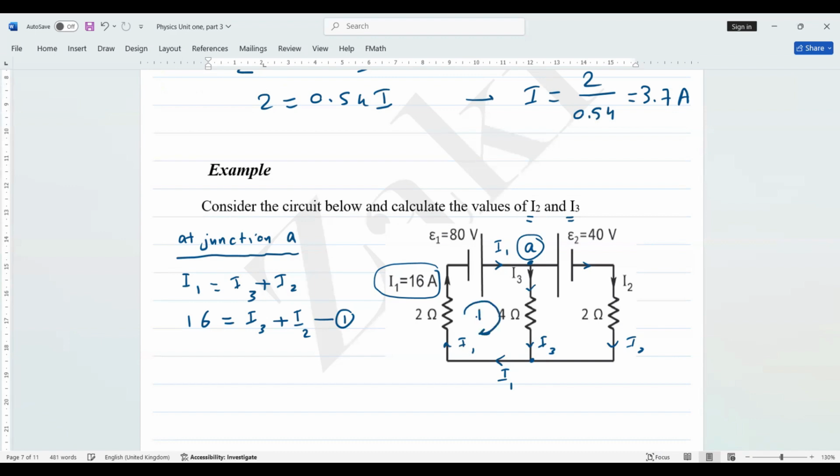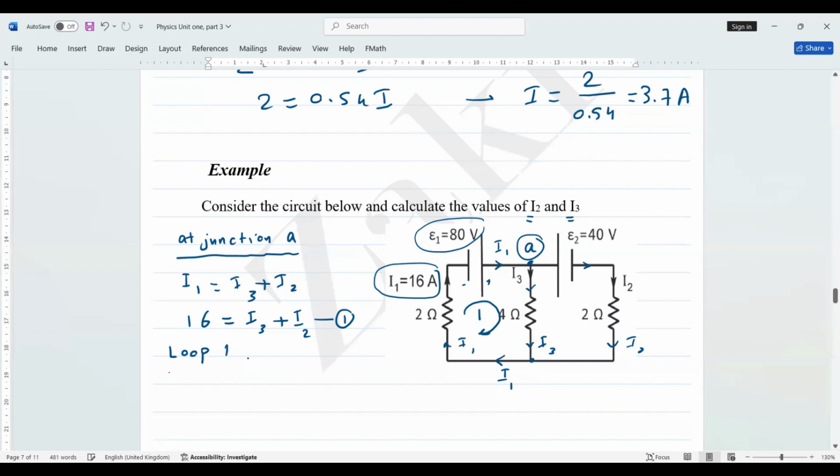We can use the first loop, this loop. How can I choose the loop? It depends on the cell in the loop. We have just one cell, 80 volt, with this positive and this negative, and this is the direction of the current. So we take loop 1, which means we use Kirchhoff's second law.